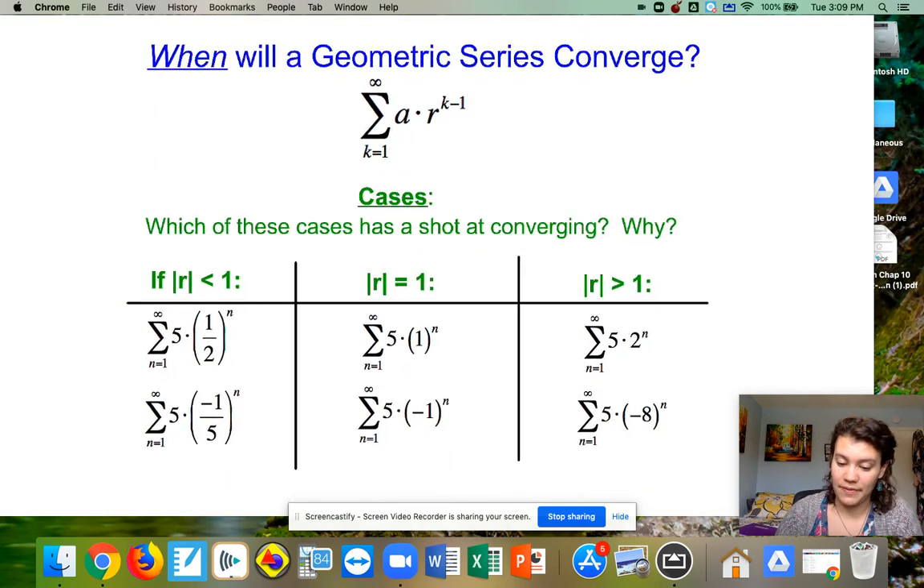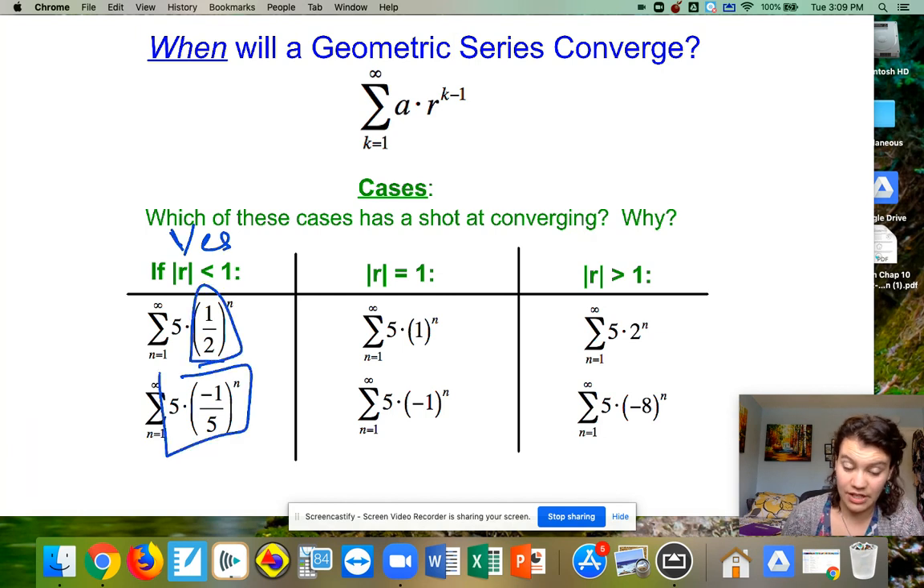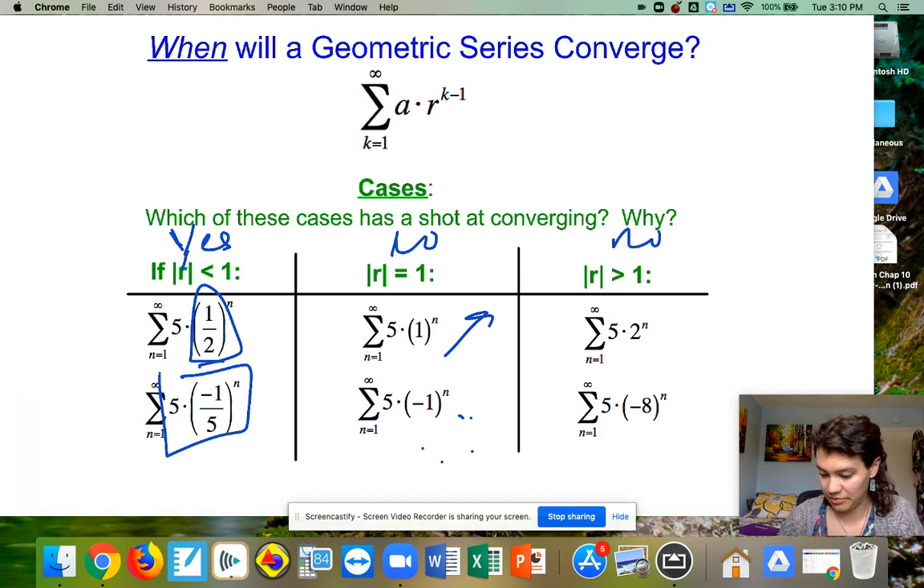So think about this. Which of these cases will converge? Okay. This one is a yes because our sequence converges to 0, which means eventually you're adding nothing. This one's going to be no because here we're going off to infinity. Here we're alternating positive and negative. And this one is also no. The reason being here we go off to infinity, and then here we're alternating again, positive, negative, positive, negative.